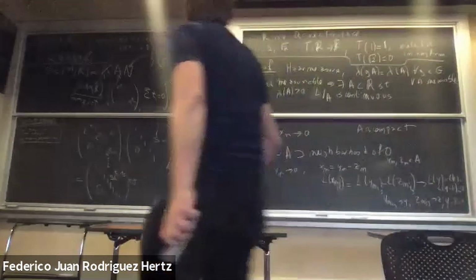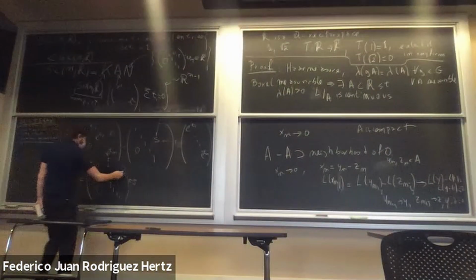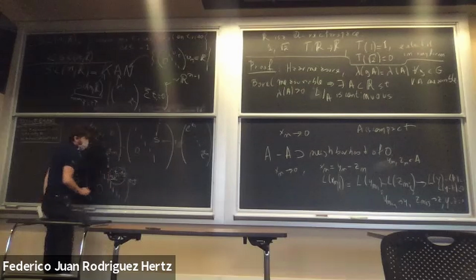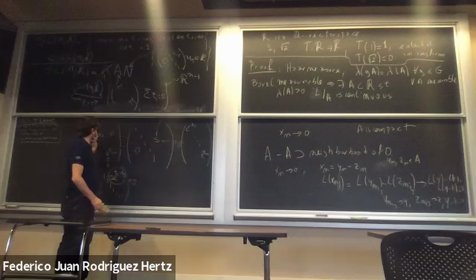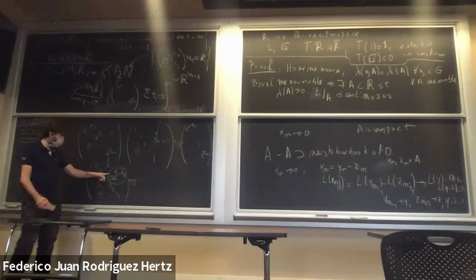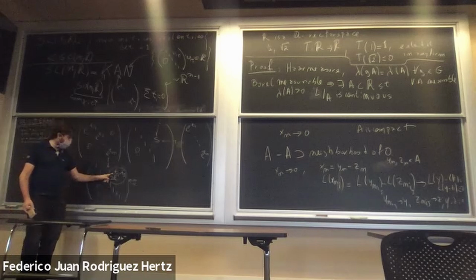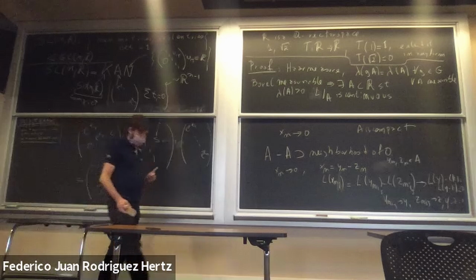So that's what I do. So I conjugate this matrix here by this diagonal A, and what I get is this entry multiplied by e to the Ti minus Tj.